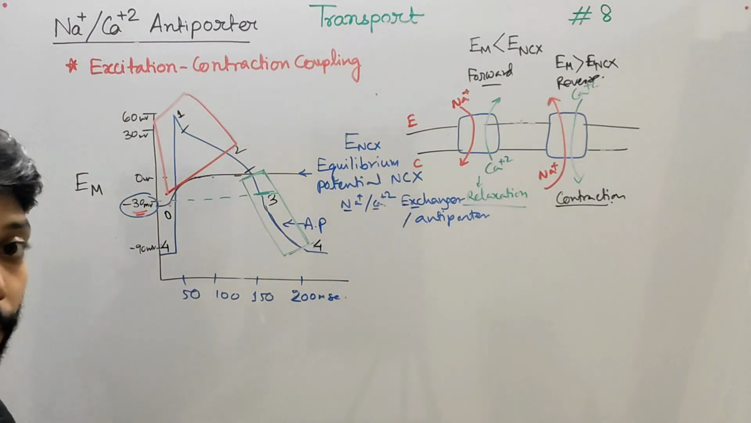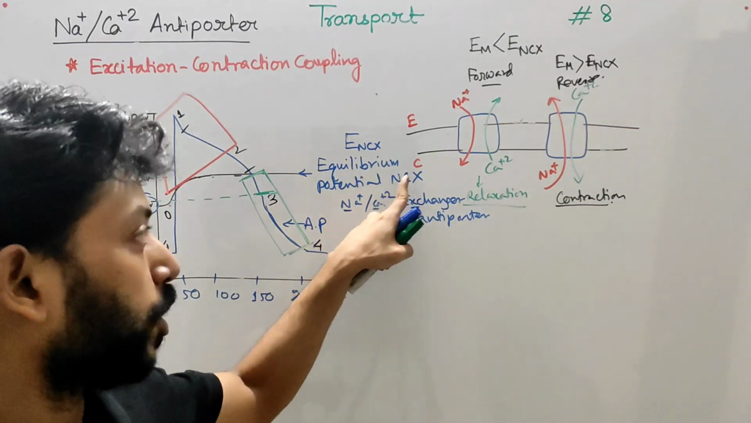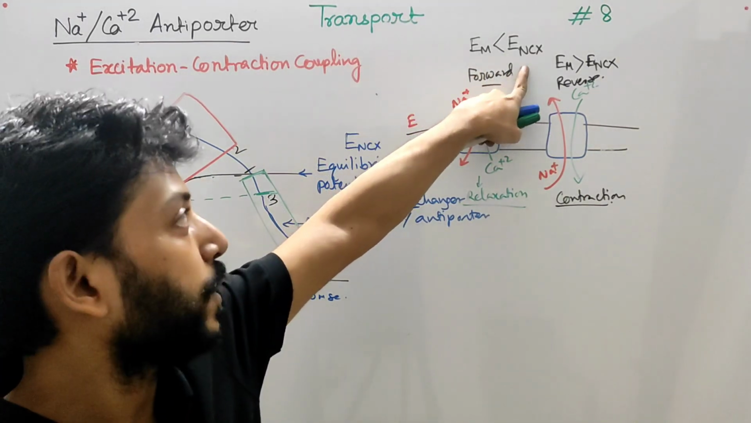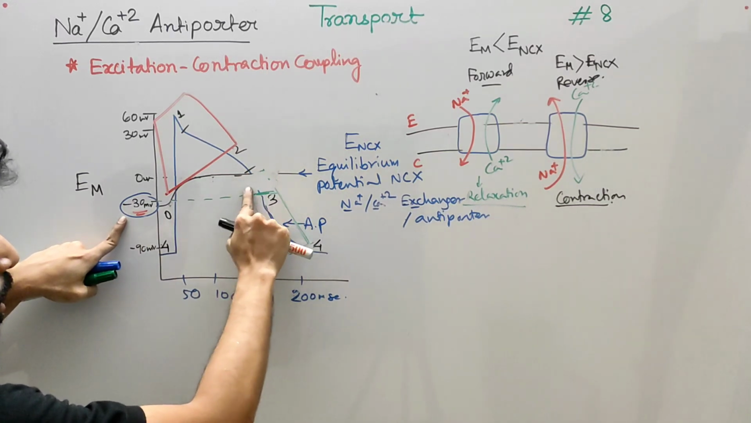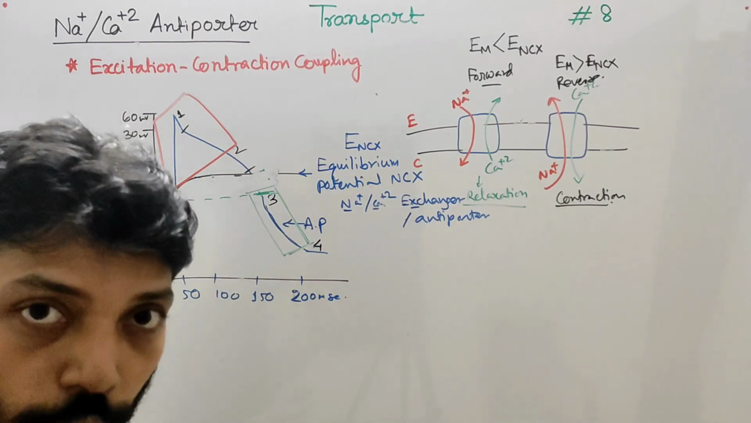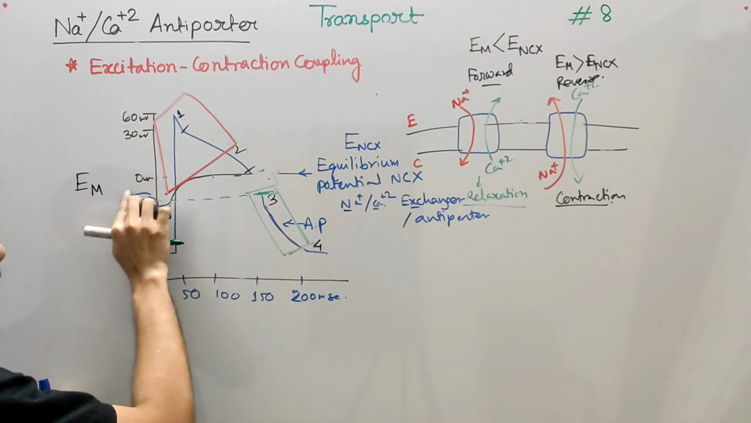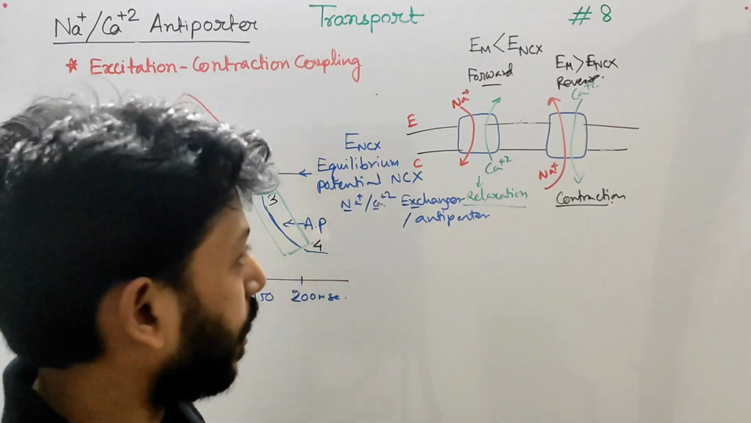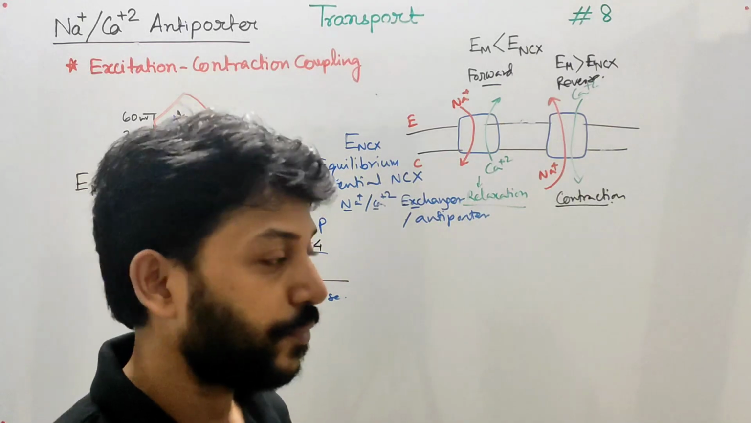So the movement of ions depends on the equilibrium potential of this exchanger. If the membrane potential is less than the equilibrium potential, that means less than minus 30, then in this time period it will work in forward mode. But during this period, when the membrane potential is above 30 millivolt, this same antiporter will work in reverse mode and will bring in calcium for the contraction of the heart muscles. This is the whole story of the sodium-calcium antiporter.